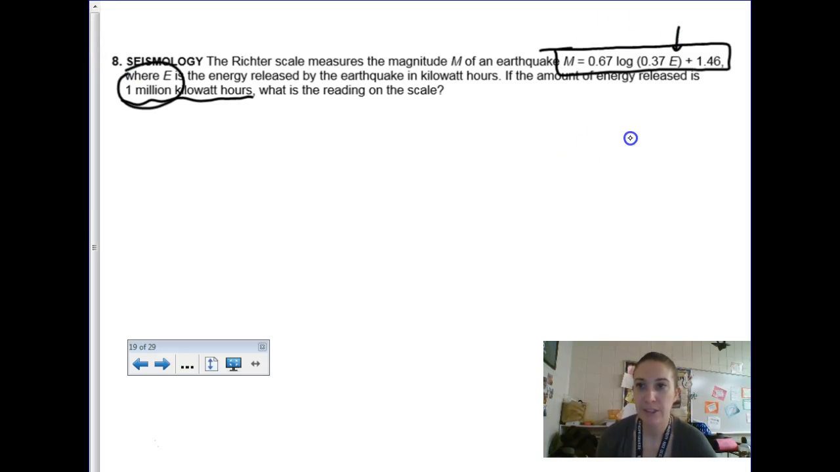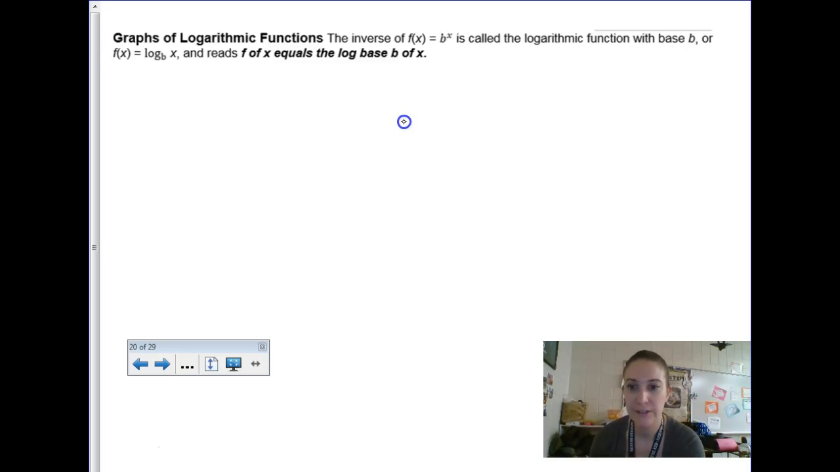Okay. And I actually haven't done this one, so I don't have a calculator, and I want to pull up my other one. So you guys would just type 0.67 common log, parenthesis 0.37 times 1 million, close your parenthesis, and then plus 1.46. You should get an answer of somewhere between 4 and 10, because seismology Richter scale answers are usually like a 7.2 earthquake kind of thing, you know. All right, graph of a logarithmic function.